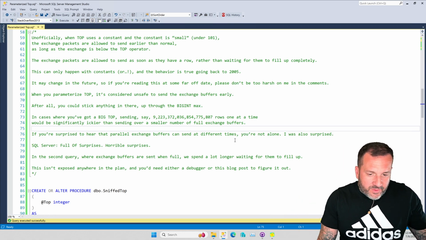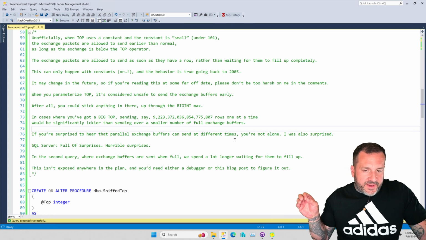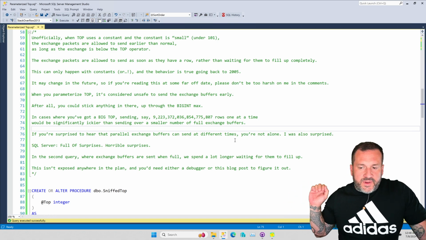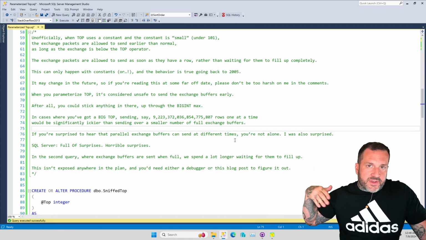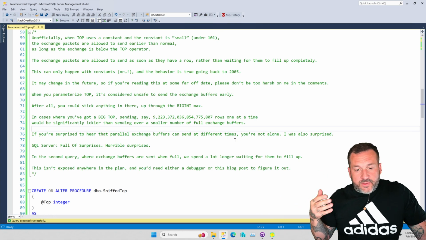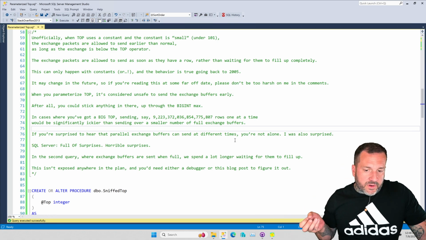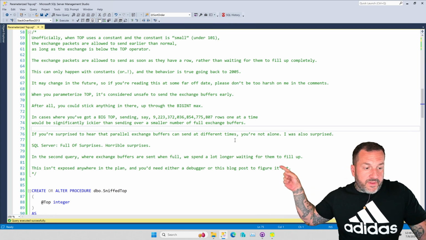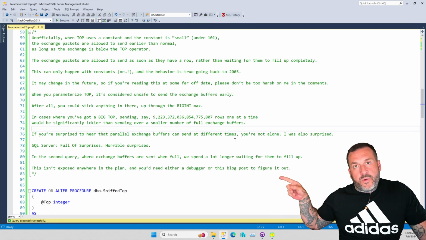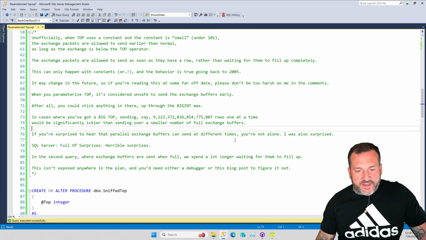So in the second query, where the exchange buffers are only sent when full, we spend a lot longer waiting for those exchange buffers to fill up so they can send. This isn't exposed anywhere in the query plan. You're not going to be able to see this anywhere else in the world unless you're handy with a debugger or you pay attention to things I say.